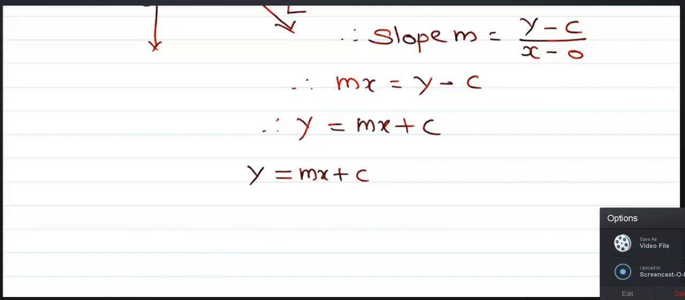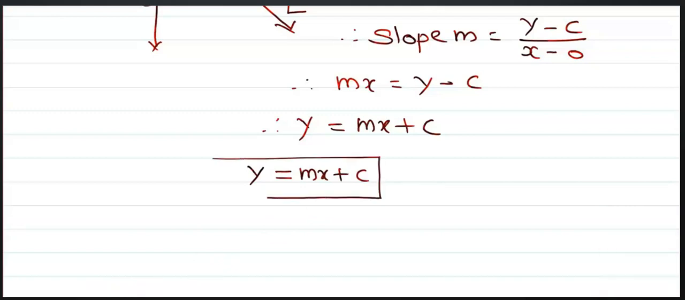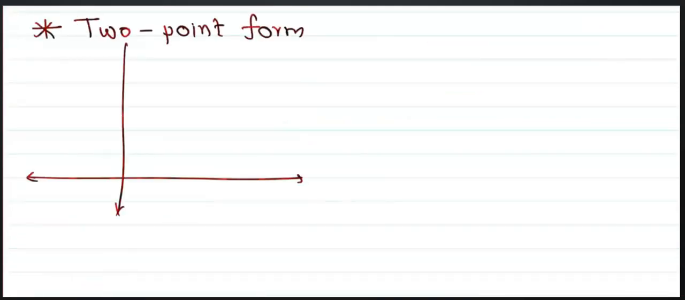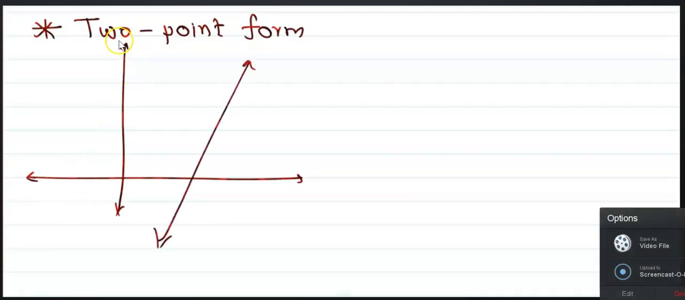Now next, 2-point form. The name of the formula tells that in this form you will have 2 points on that line. If you know any 2 points of the line, we can apply this form to find the equation of a line.